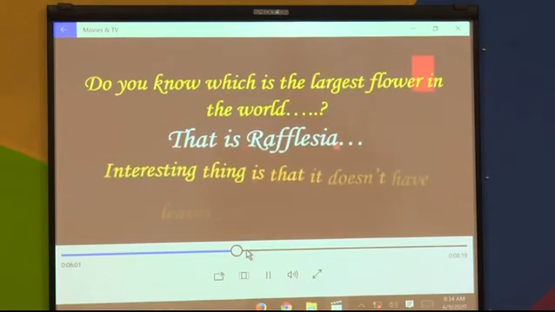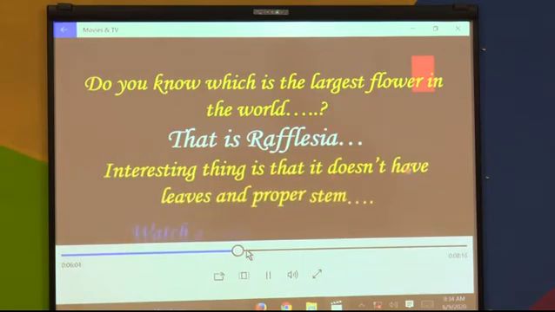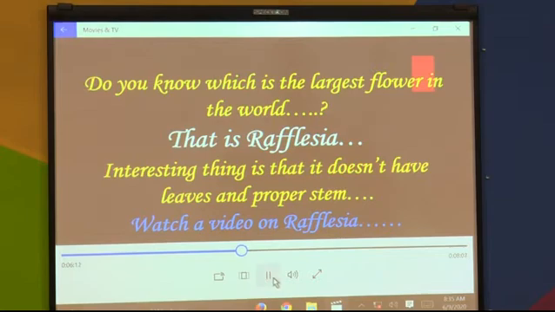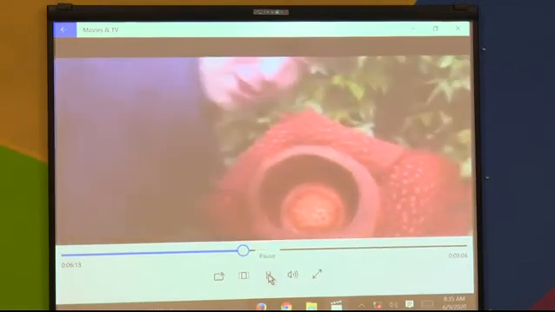So tell me, which is the largest flower in the world? You all know that the largest flower in the world is Rafflesia. Okay, so here see, the interesting thing is that it does not have leaves and proper stems. It means only the flower structure is there in this plant. Okay, see, we will see the video directly again.